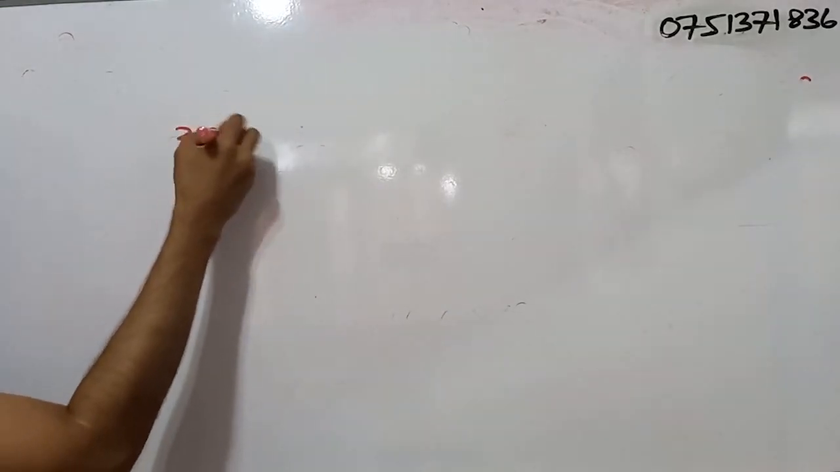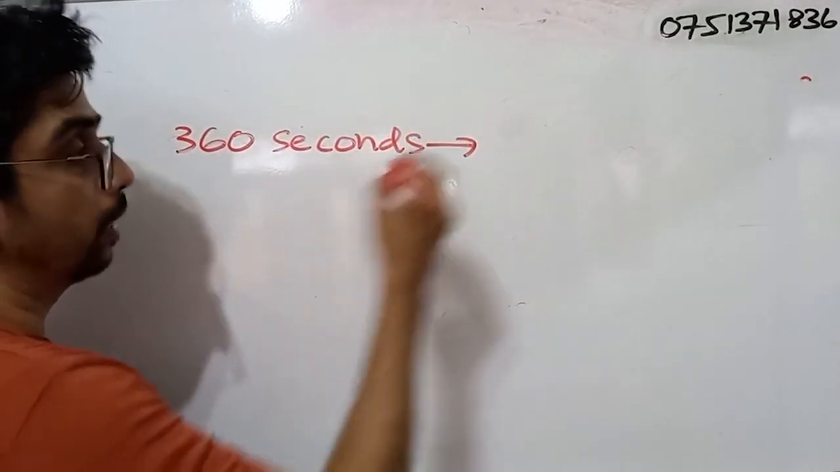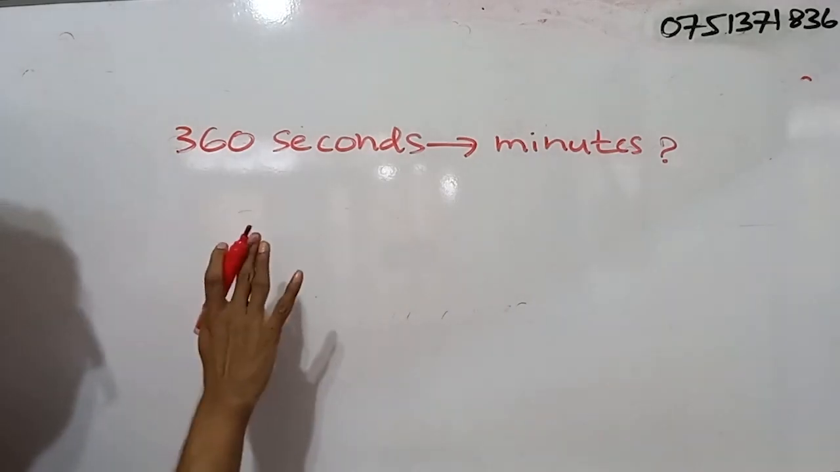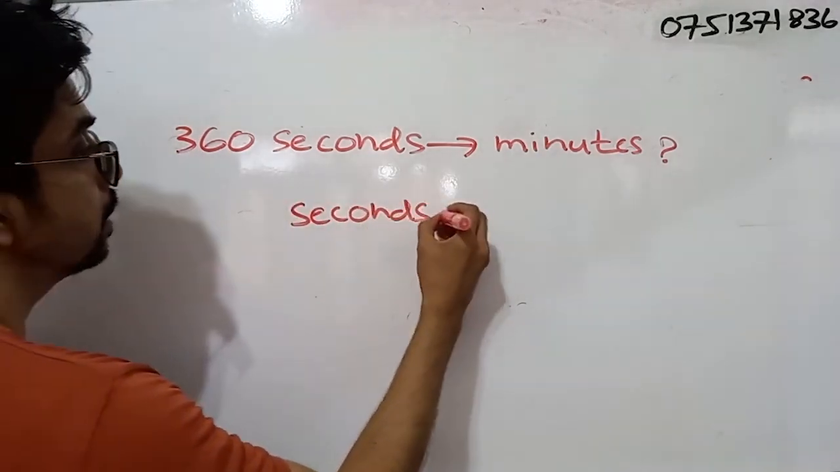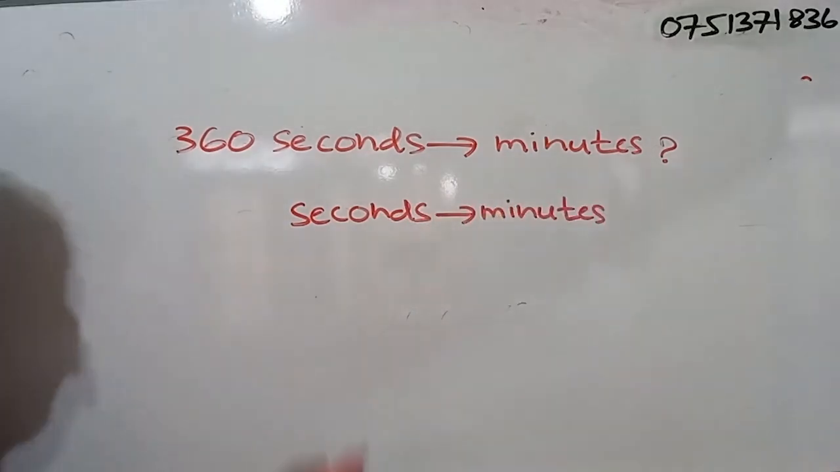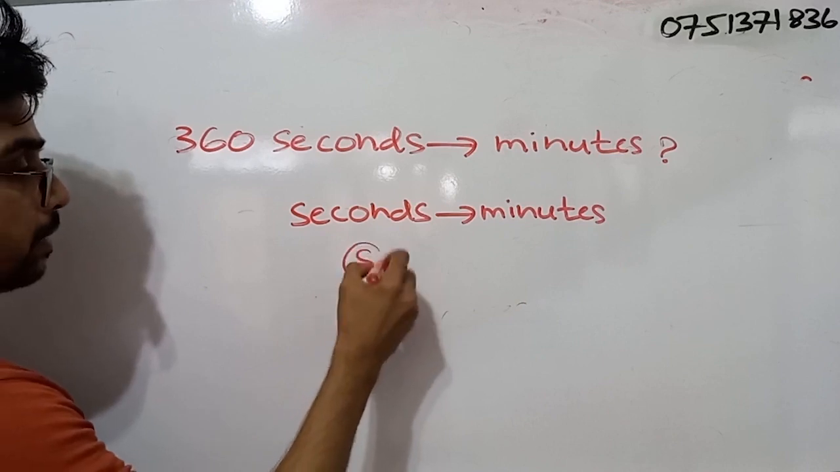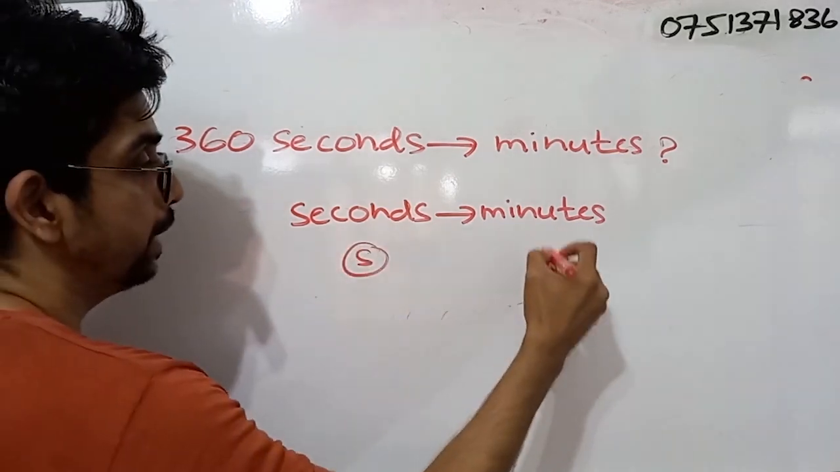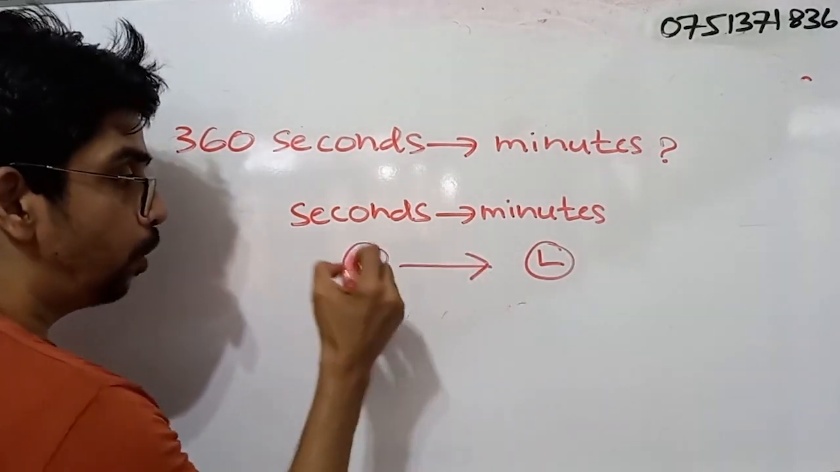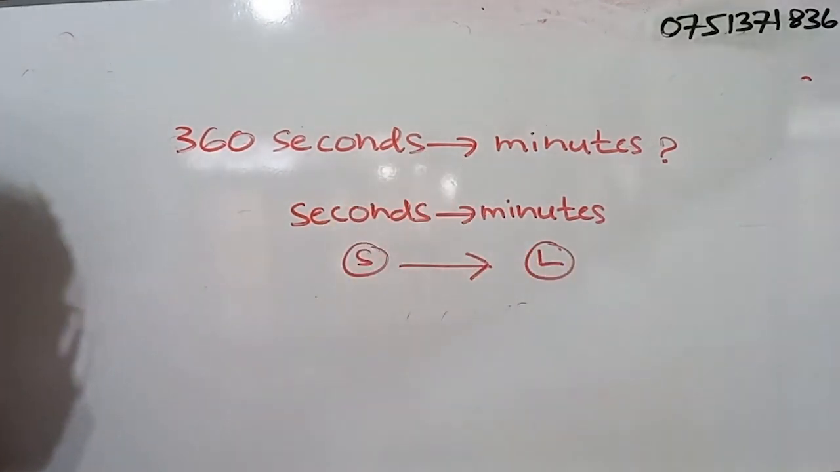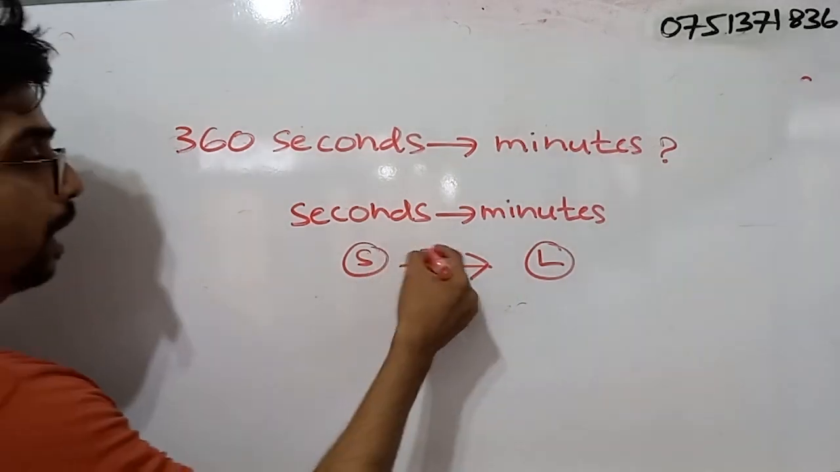So let's take 360 seconds and we have to convert this into what? Minutes. So here what do we have to do? We have to convert seconds into minutes. And we know when we compare these two units, seconds, that is the smaller unit, minutes, that is the larger unit. And what do we have to do? Smaller unit into a larger unit. So what do we have to do? We have to divide. Right.